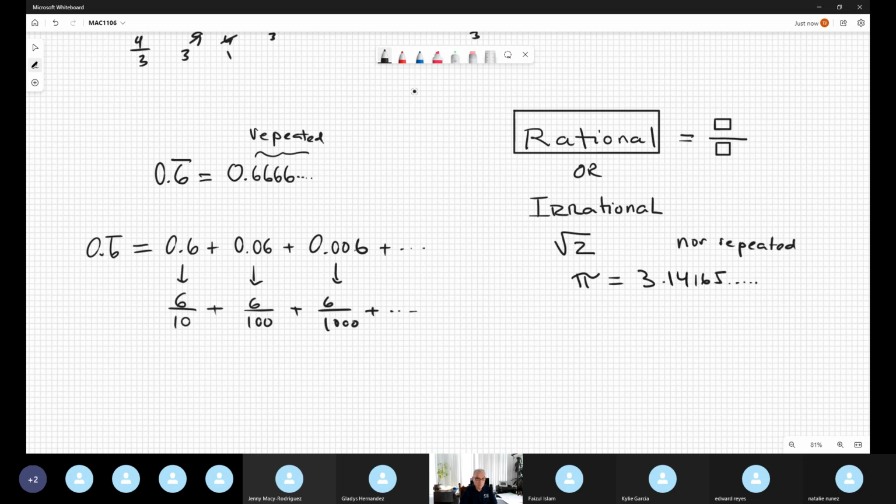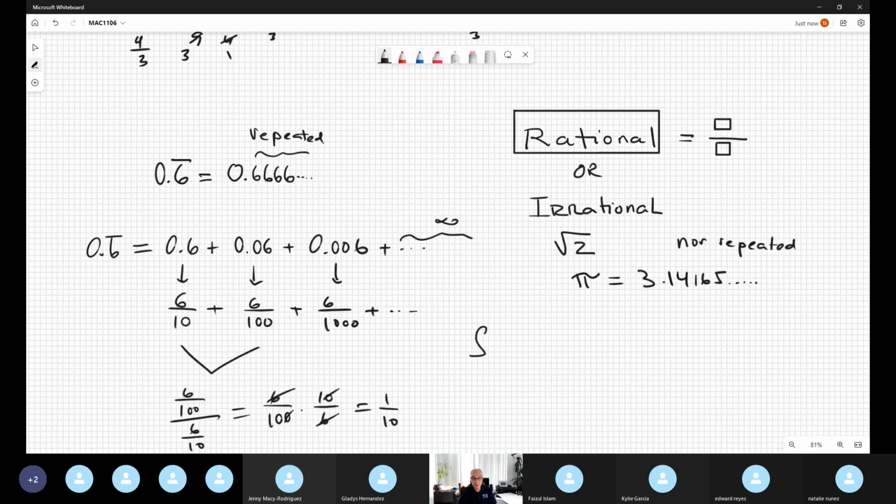Now I discover that this is a geometric series, an infinite series because it has infinitely many elements. You find the common ratio: 6/100 divided by 6/10. It's 6/100, flip it, 10/6. The 6 cancels, and the zero cancels. The common ratio is 1/10.